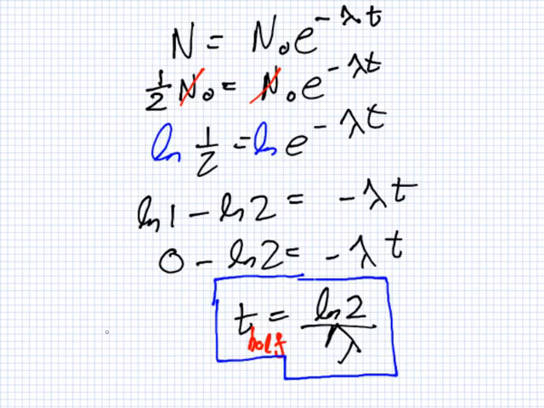Now, what was the unit for lambda, the decay constant? s to the minus 1, per second. So what unit is log 2 over lambda? What's 1 over 1 over seconds? Seconds. Yeah, which makes sense because it should be a time. So this is the formula to calculate the half-life. Short enough proof.